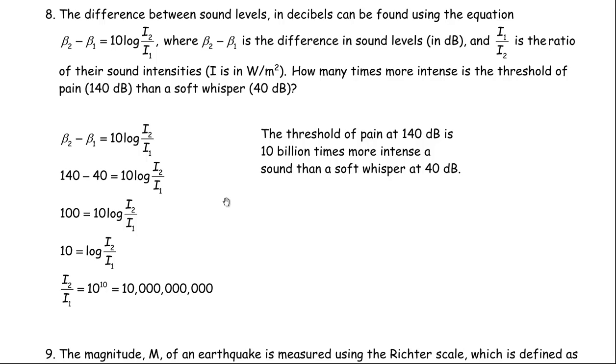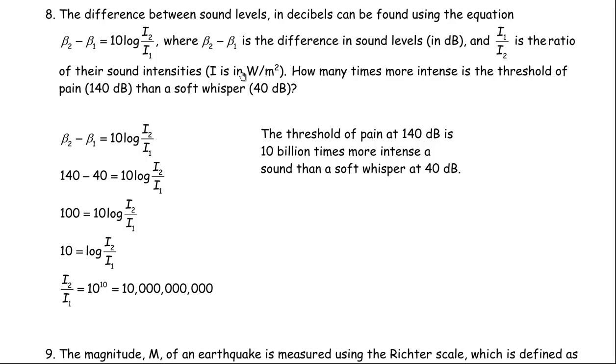Okay, last page here, 8 and 9. In number 8 it says the difference between sound levels and decibels can be found using the equation, and these are the two decibel readings, beta 2 and beta 1 for the sound, equals 10 times the logarithm of the ratio of their intensities. So again, beta 2 minus beta 1 is the difference in sound levels and decibels, and the ratio of the I's, I1 to I2, is the ratio of their sound intensities.